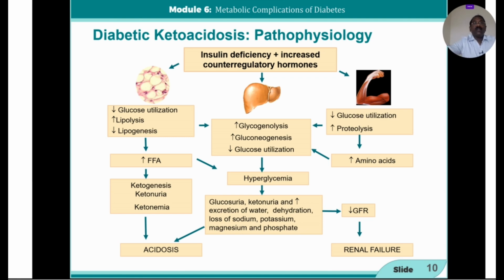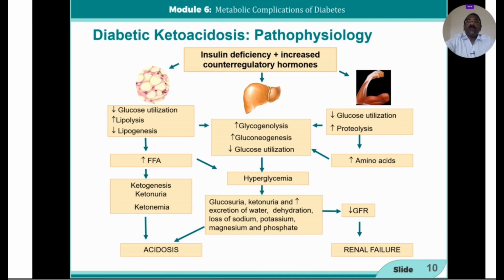Let us concentrate on the liver, the center one. What will happen in the deficiency of insulin? There will be more and more glycogenolysis. What is glycogenolysis? The liver stores glucose in the form of glycogen. When there is a deficiency of insulin, this glycogen will be converted to glucose. So more and more glucose comes into the body. Then neoglucogenesis: not only from the stored glucose, the liver also makes glucose from fats and amino acids. That is neoglucogenesis.